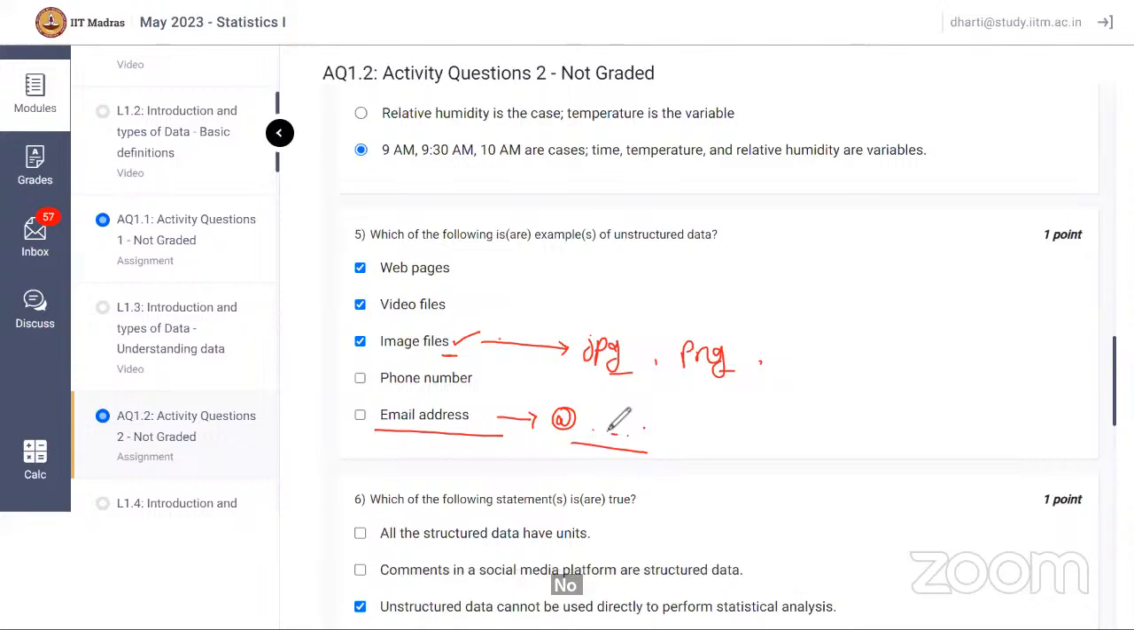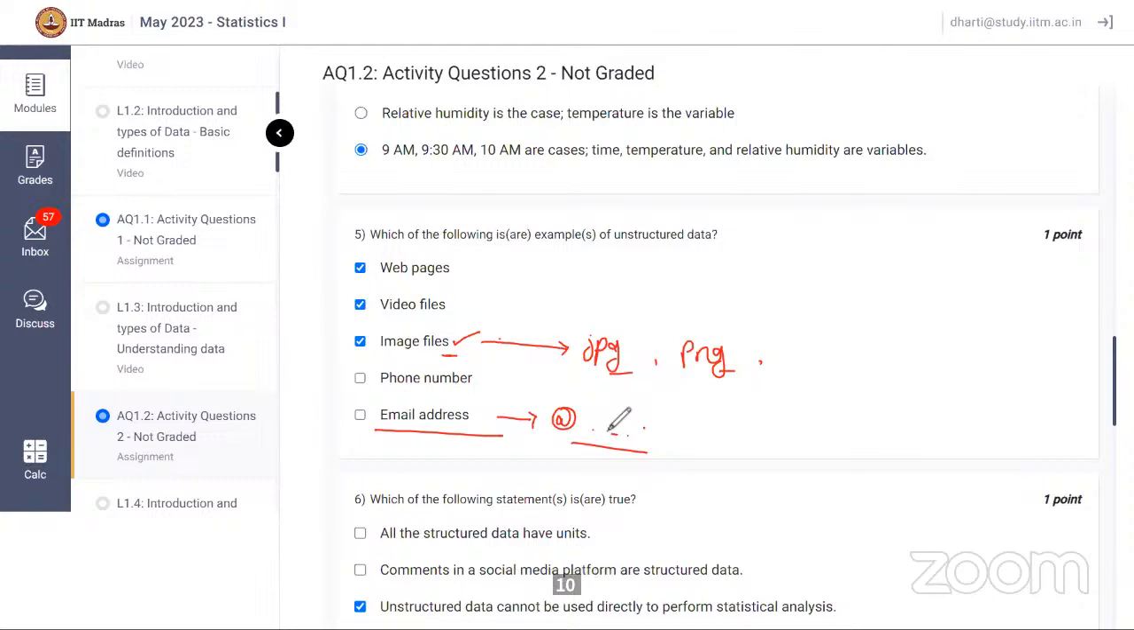Ma'am, if we write image files and in the bracket we write JPG, PNG, could it work that way? Would it be structured then? Ma'am, we can identify an email address as there is a domain name after the @ only. Ma'am, an email address has a specific structure, that's for sure. Email address has the sender and the recipient. It's a structured format and you can't change it. An email address is used for sending to one specific recipient, right?